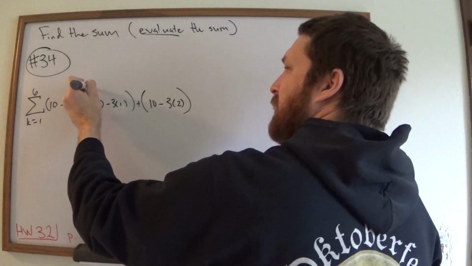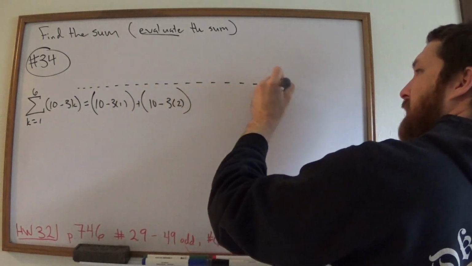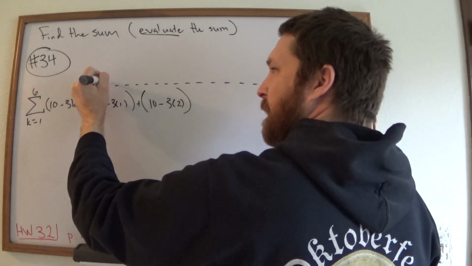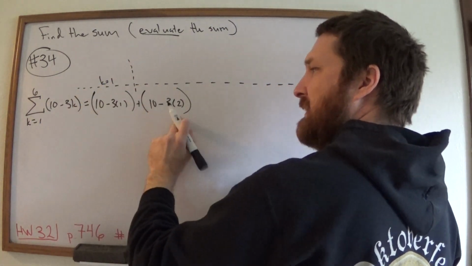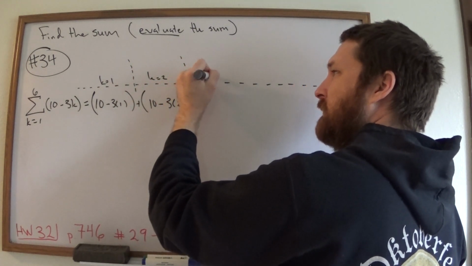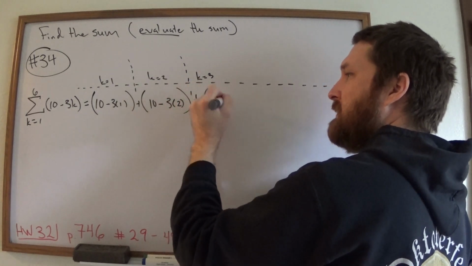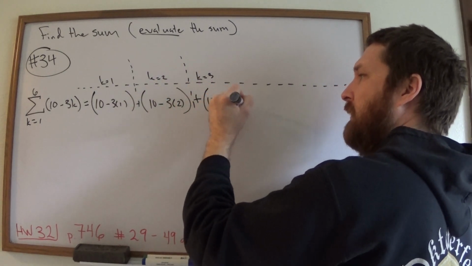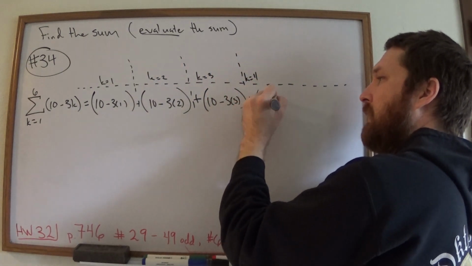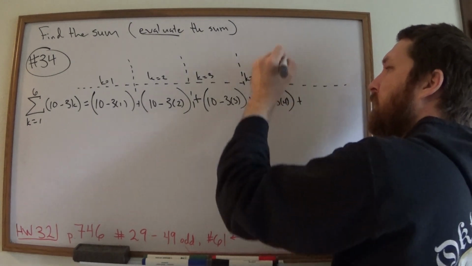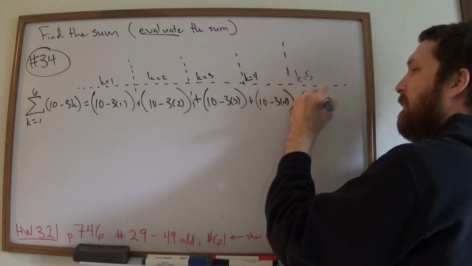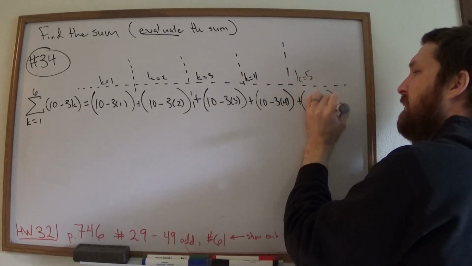And what I was saying is what goes through my mind is something like this. The first thing you get is when k is equal to 1. The next thing you get is when k is equal to 2. The next one you get is when k is equal to 3. And so I plug in a 10, 3 times 3, like that, plus, the next thing I get is when k is equal to 4. And so I go 10 minus 3 times 4, plus, this is when k is equal to 5, and so we have 10 minus 3 times 5.